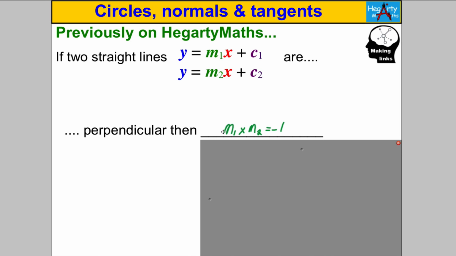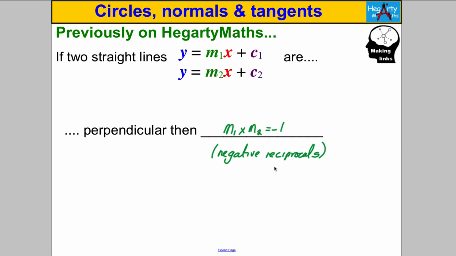Well, we know that m1 multiplied by m2 is always -1, and we say that the gradients are the negative reciprocals of each other. So if two lines look like this and have a right angle between them, then we know the gradient of this line multiplied by the gradient of this line. If this line's gradient was, say, m1 and this one was m2, m1 multiplied by m2 would equal -1.